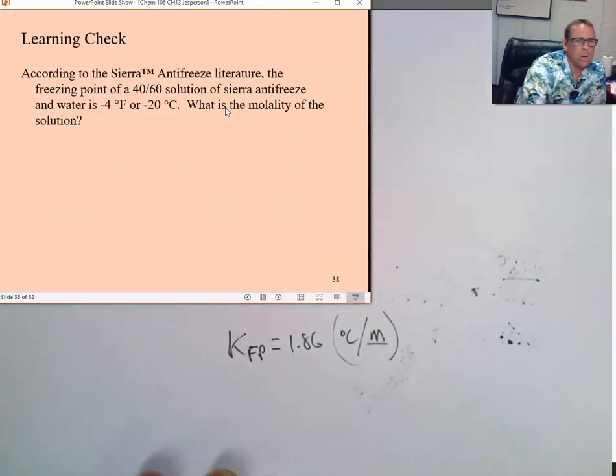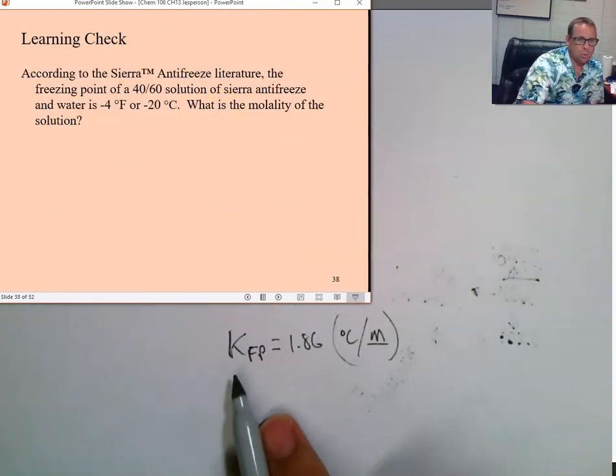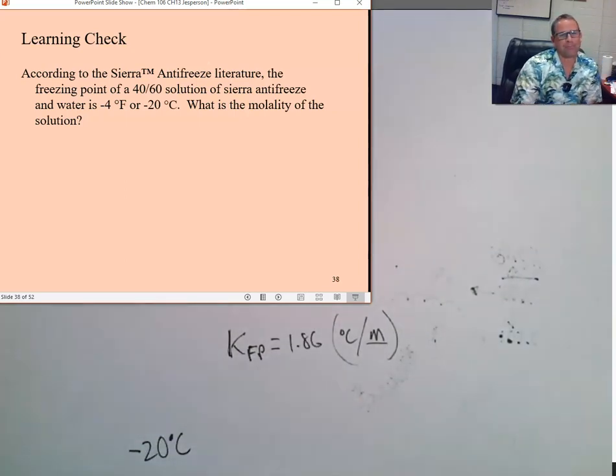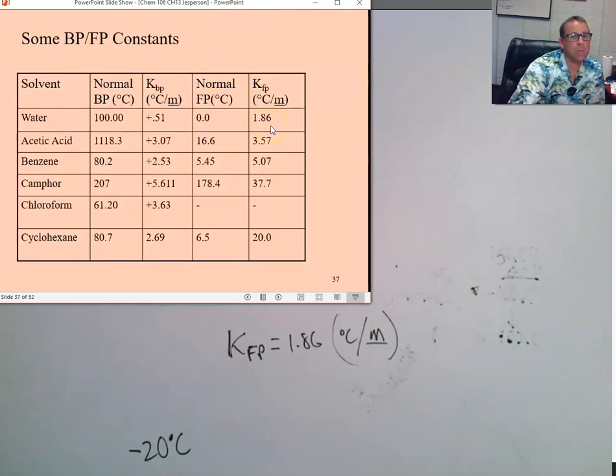Now, the minus 20. Wait, I have a question. I thought that the one with the line under it was molality. What was I saying? Was I saying molarity? I don't know. I was just confused. Sorry. No, that's right. That's right.